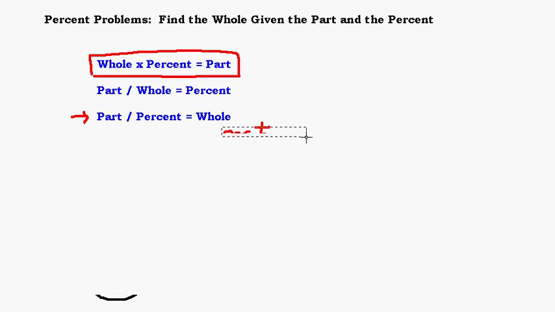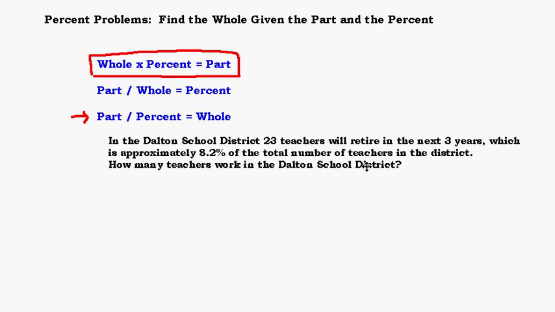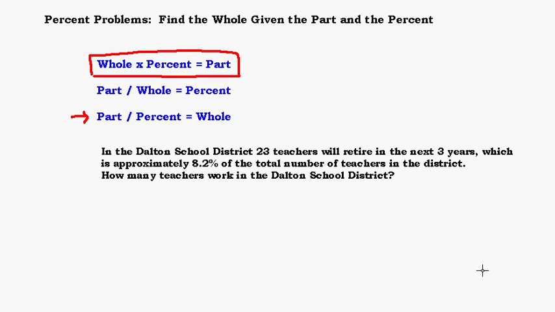It's always good to try a bunch of examples. In the Dalton School District, 23 teachers will retire in the next 3 years, which is approximately 8.2% of the total number of teachers in the district. How many teachers work in the Dalton School District? Again, if you think you know how to do it, even if you don't think you know, maybe pause it and just try it on your own and see what happens.